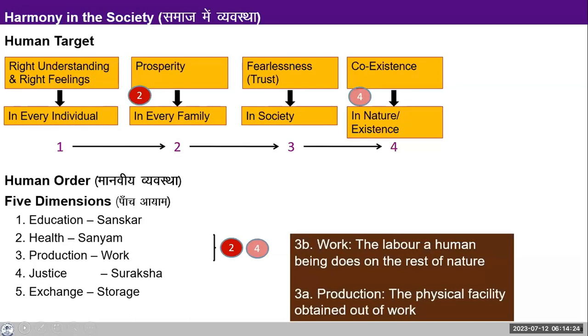So if you look at the five dimensions that we spoke of, now we are focusing on production and work because we're talking of work. So when we say work, what does it mean? The labor that we do on the rest of nature, that is termed work, working with nature. The labor that we are doing as a human being on the rest of nature. What is production? When we are doing this work with the rest of nature, whatever physical facility we get out of this work is the production.